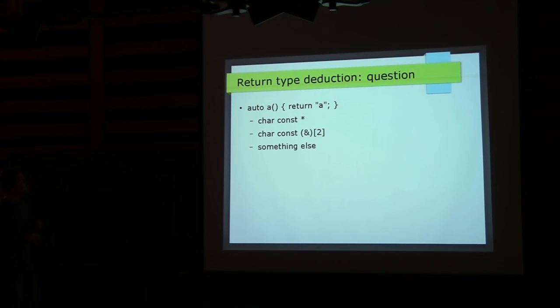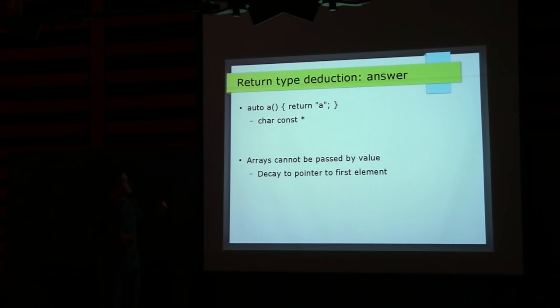So let's say we have this function here, auto A, returns this string literal. By a show of hands, how many people think this function returns char const star? Anybody? Okay. How about the second line, char const reference to an array of size 2? And how many people think something else entirely? Okay. Returns the first one, pointer to a char const. The reason is arrays cannot be passed by value, and string literals are just arrays. So decay occurs just like at any other return statement or passing something by value to a function. So it decays to a pointer to the first element.